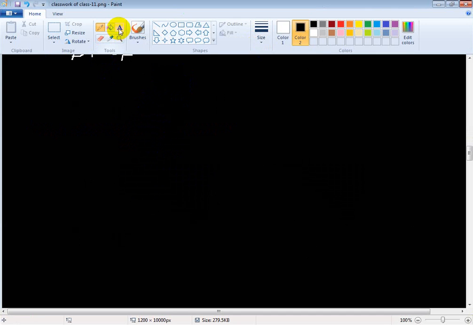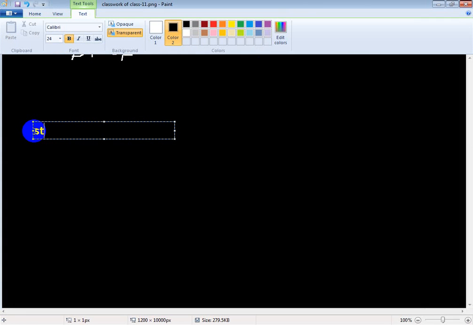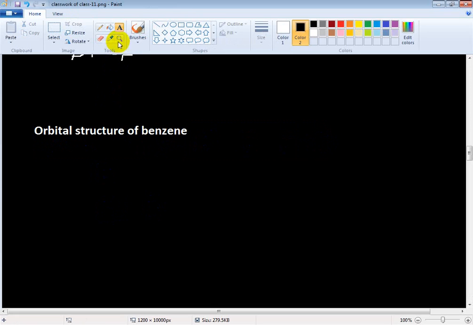I want to show the orbital structure of benzene. Orbital structure of benzene. Okay, look, this is benzene. Okay, benzene contains which bond? sp2 hybridized. Okay, carbon is the central atom.